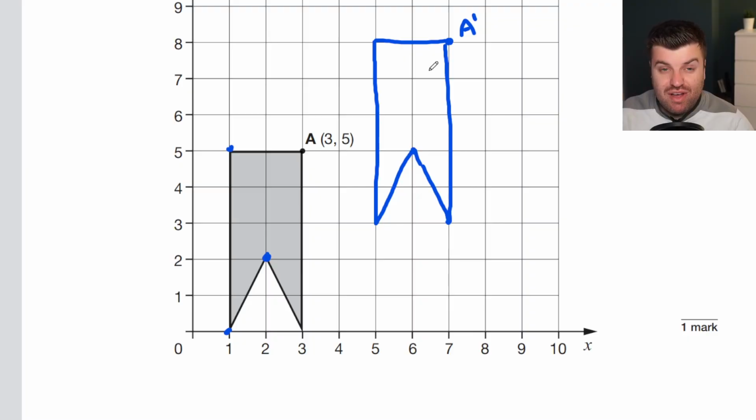So when we translate a shape, guys, the shape stays exactly the same. It just moves its position. We matched up the A's and we just went round just like that.